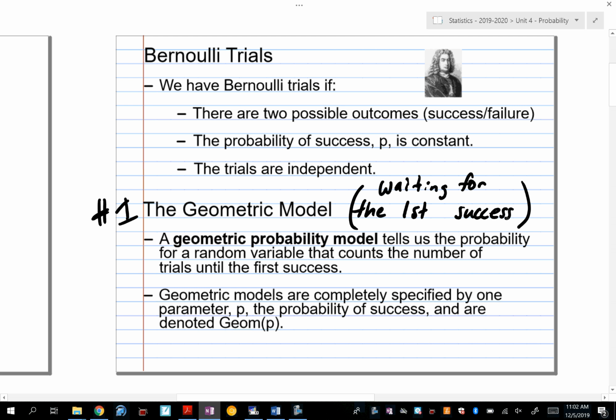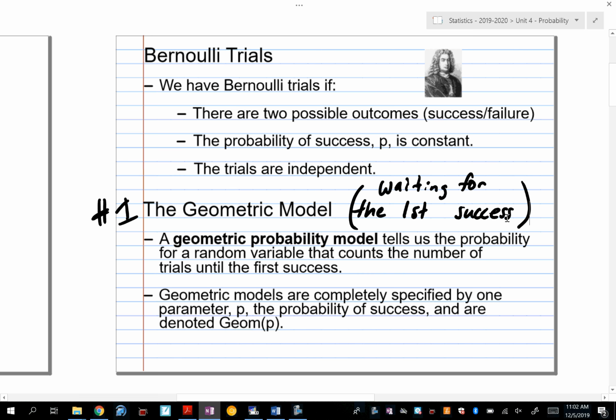We'll do examples later where you can see an example of a geometric model. Now I want to be clear. You can't ask yourself if it's geometric until you first decide that it's a Bernoulli trial. So we're always going to first see, is this an example of a Bernoulli trial? Then we can proceed, is it a geometric model?